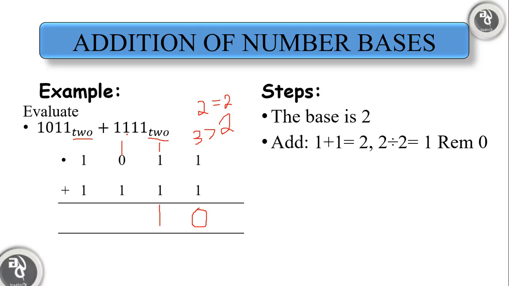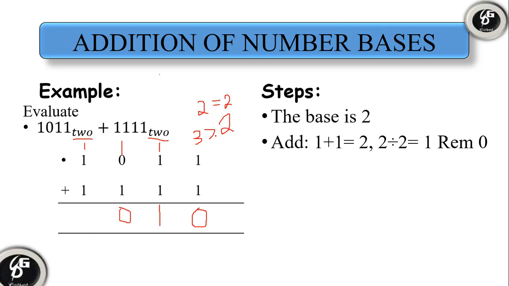So I'm writing the 1, carry my 1. So 1 plus 0 plus 1 is 2 again. That is 2. So I need to divide this 2 by 2. 2 goes in 2, I'm going to have 1 remainder 0. So I'm writing the remainder, which is 0, and I'm carrying the 1.